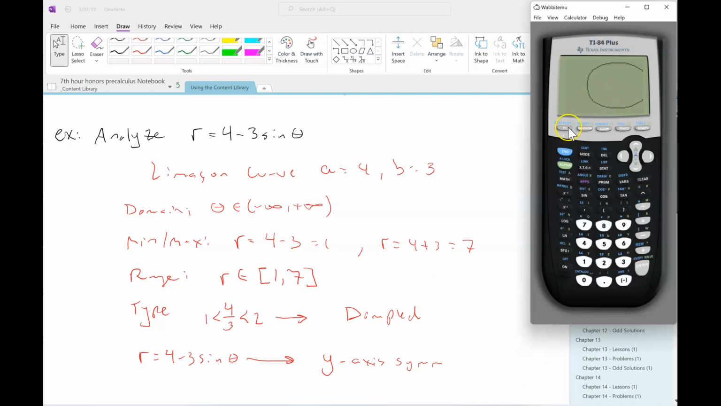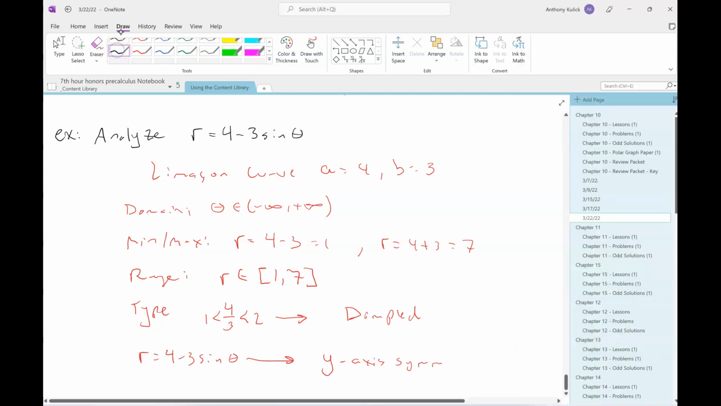And we can confirm all that by just taking a look at our calculator. 4 minus 3 sine theta. And I think I'm going to zoom standard that because it's going to be a little bit bigger. There's my little dimple right there. Still kind of looks like a butt. And yeah, I took the axes off so it'd be easy to see the dimple. What do you guys think? This is pretty easy, right? It's basically just using formulas and plugging and chugging.